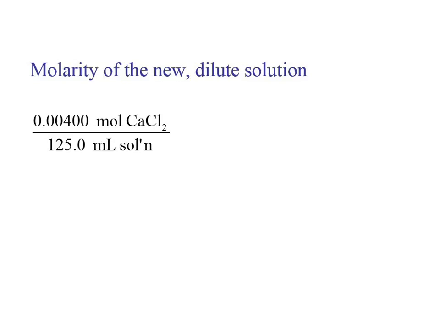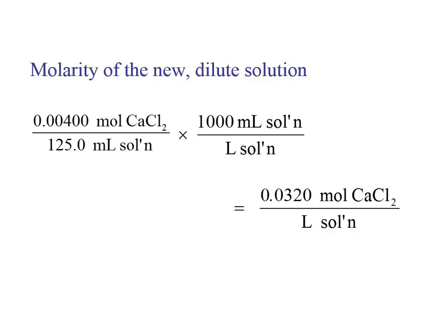And how do we do that? Milliliters on top, liters on the bottom. So now we have moles of calcium chloride per liter of solution. Perfect. 3 sig figs, because 125.0 has 4, but we have to go conservative, so 3. Okay. So I get 0.0320 M CaCl2, or 0.0320 moles of CaCl2 per liter of solution. That's it.